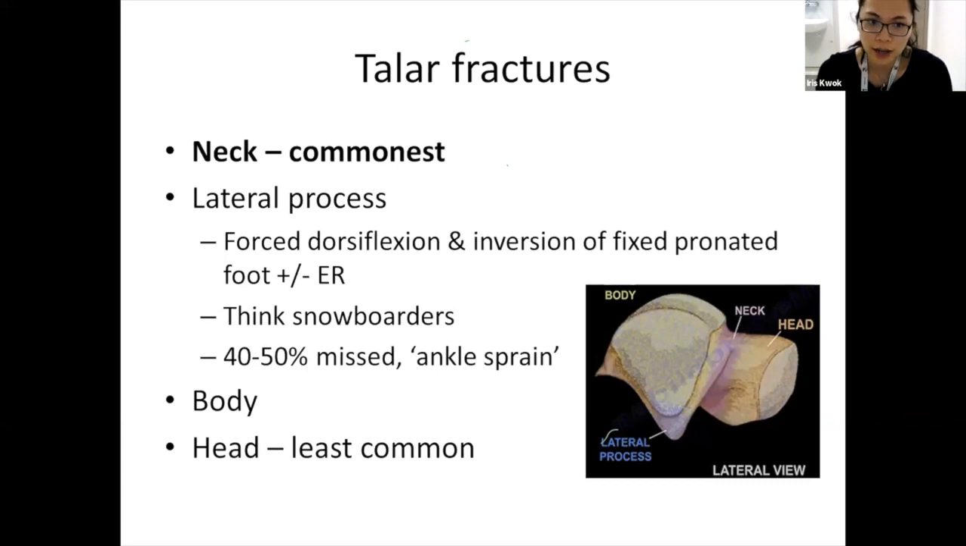Body fractures are less common. They tend to be associated with fractures of the neck, where it's just completely comminuted and smashed up. And the head fractures are the least common because it's quite well protected by that talonavicular joint.